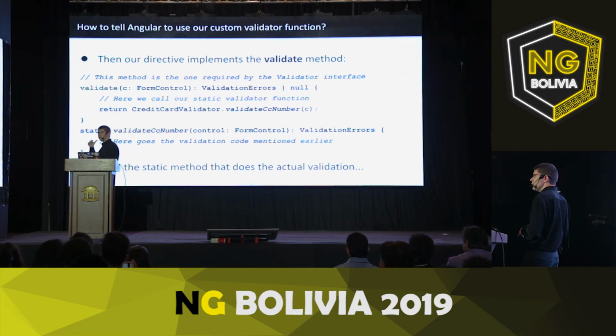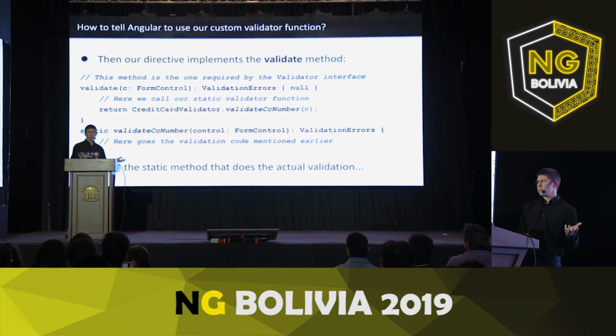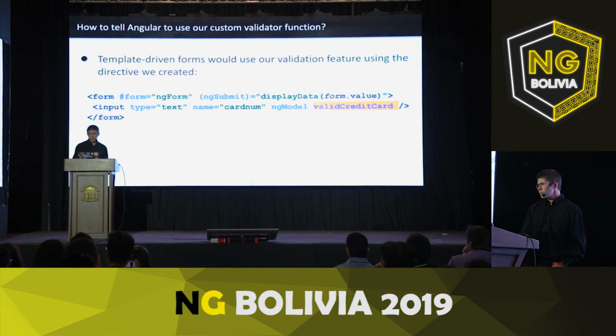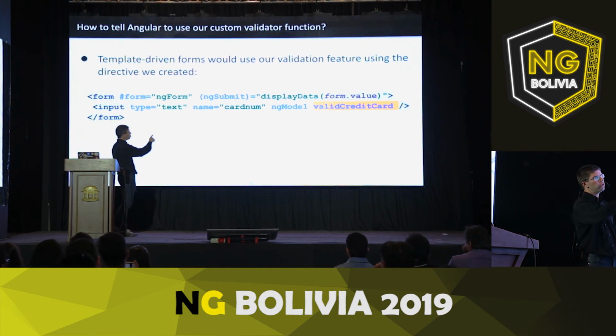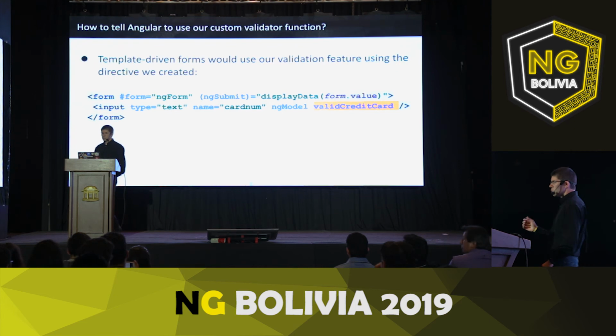You create that directive once for all, and then you can use it as a directive on a template-driven form, or use the syntax that we saw earlier for a reactive one. So if I want to use it on my template-driven form, it's a directive. So we just add that attribute to the element that we want to validate. Easy enough. And that would make it happen.